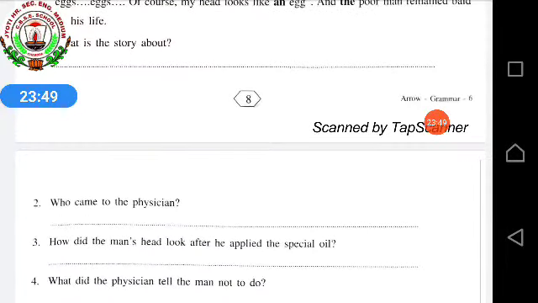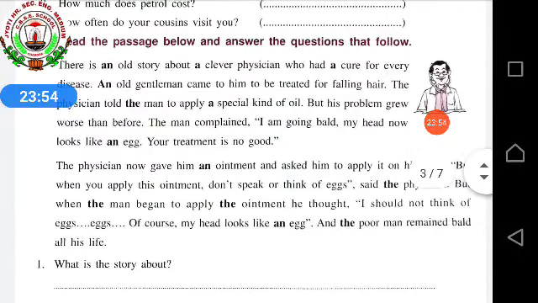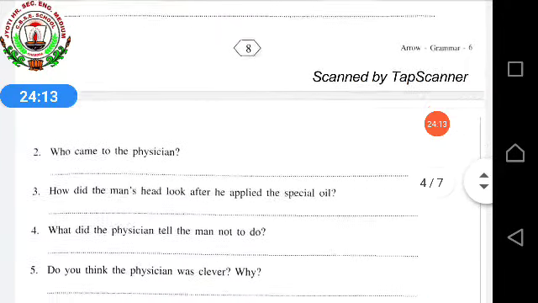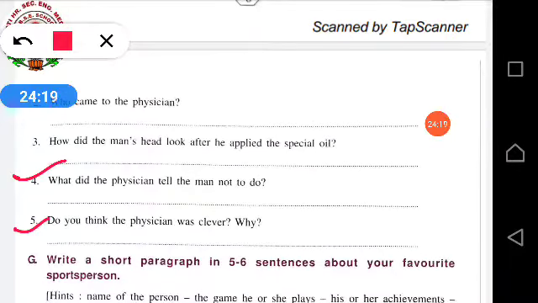How did the man's head look after he applied the special oil? The man's head looked like an egg. He told over here, "My head looks like an egg." So your answer will be, the man's head looked like an egg. Now the fourth one, what did the physician tell the man not to do? And do you think the physician was clever? Why? These two questions' answers you people will be searching by yourself in this paragraph.